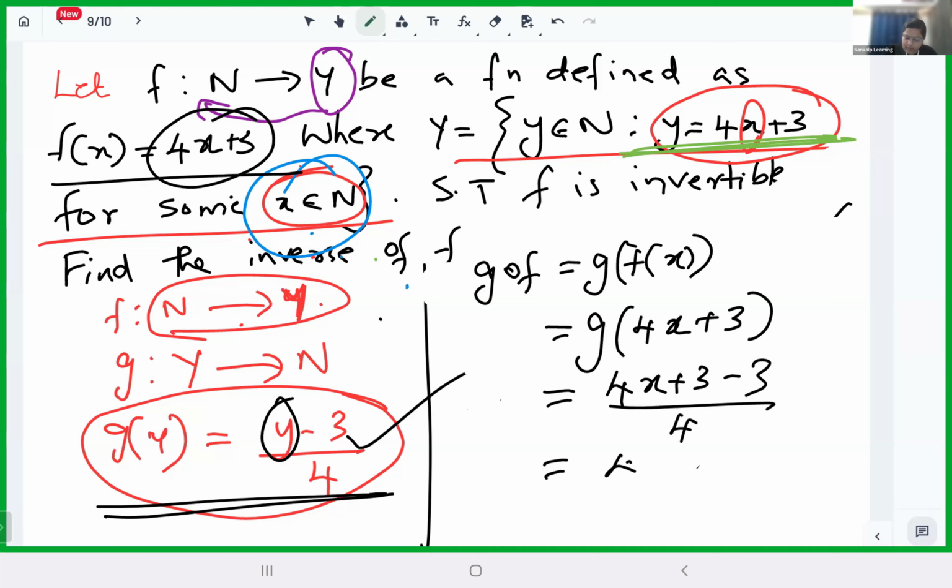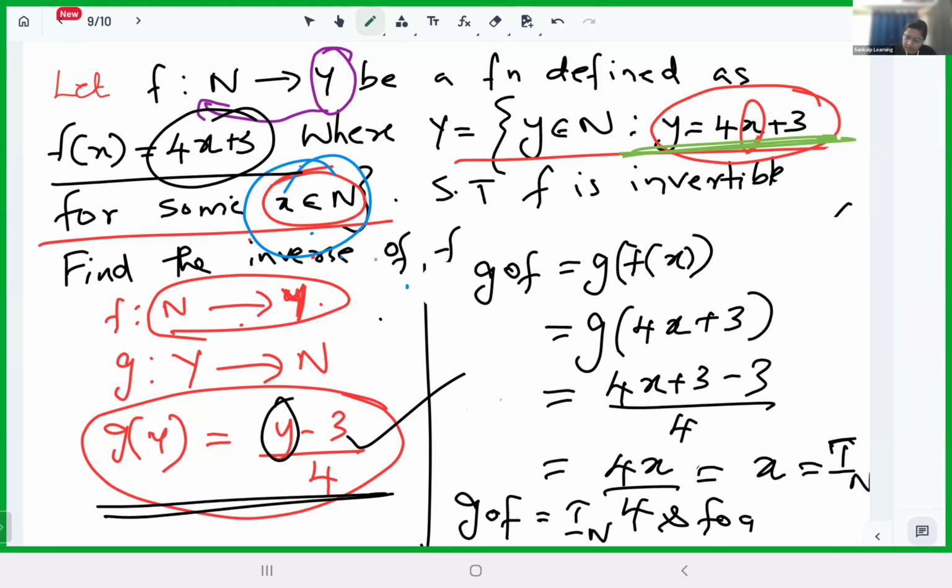That is equal to 4x by 4, which is equal to x. That is equal to I, the identity function in N. All right. So it is the identity function in N, isn't it? So we can conclude that G composition F is equal to I_N and F composition G is equal to I_Y. So we can say that G is the inverse of F. What is G? G of y equal to (y minus 3)/4 is the inverse of f. All right, so these are the two methods to find the inverse of a given function.